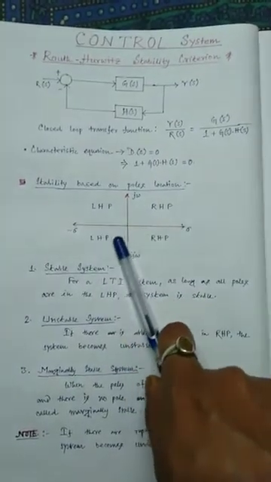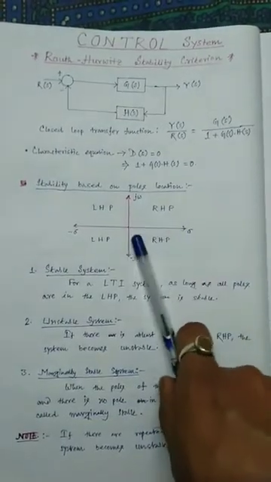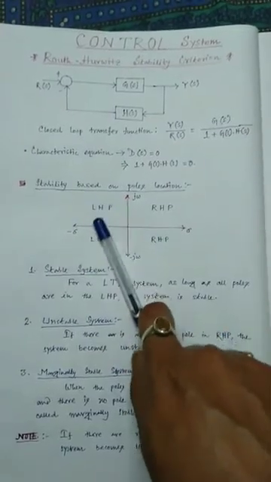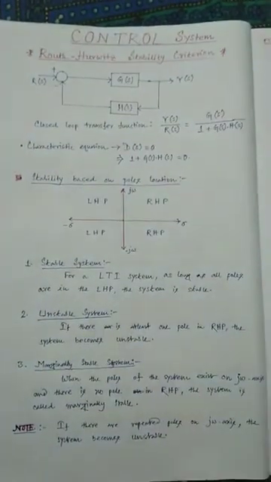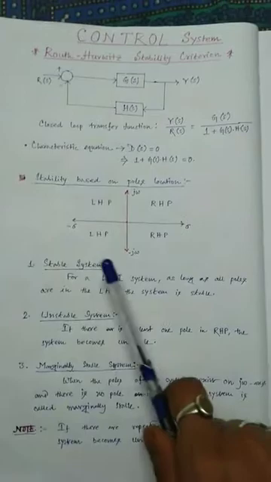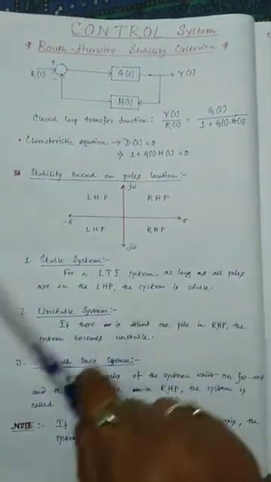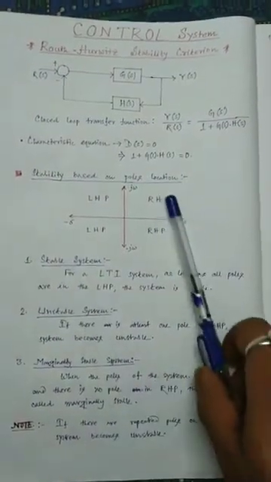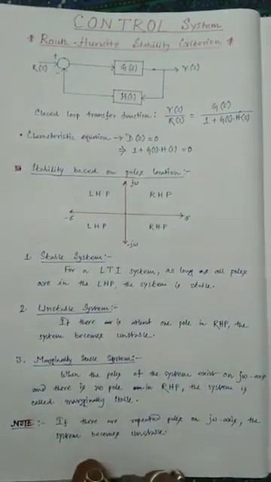Now you can see here the s plane, where the real axis is denoted by sigma and the imaginary axis is denoted by j omega. This is the left half plane and this is the right half plane. Now, what is a stable system? For a linear time invariant system, as long as all poles are on this left side, the system is stable, and if there is at least one pole in the right half plane, then the system becomes unstable.